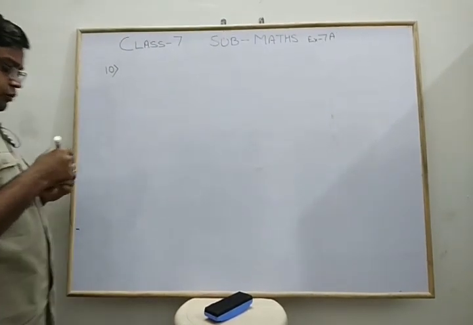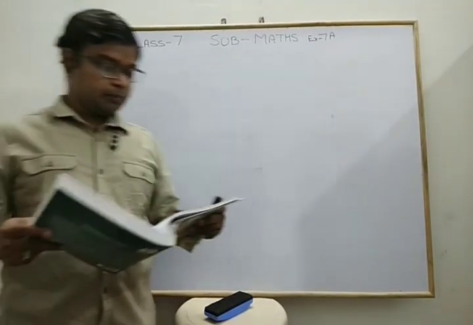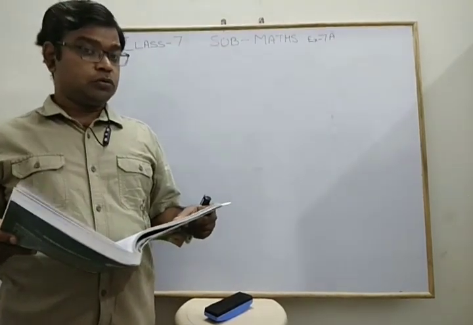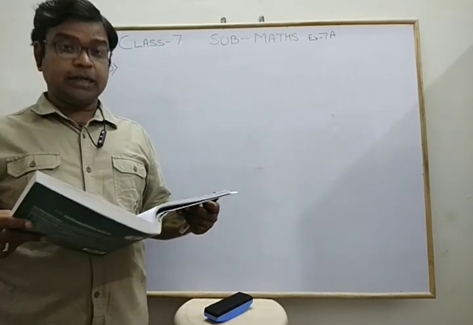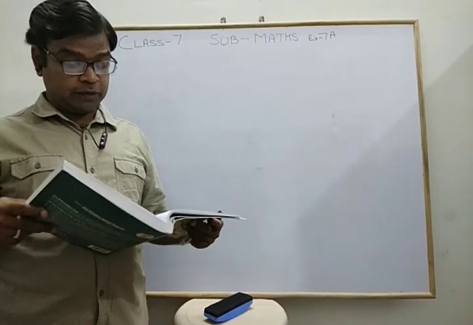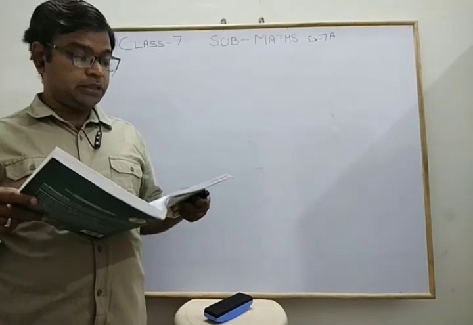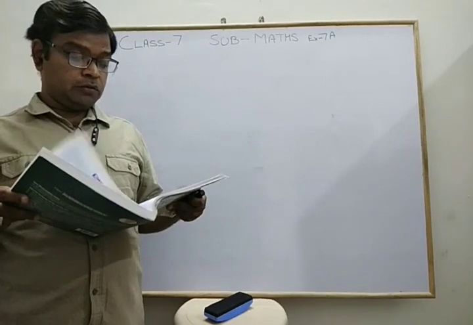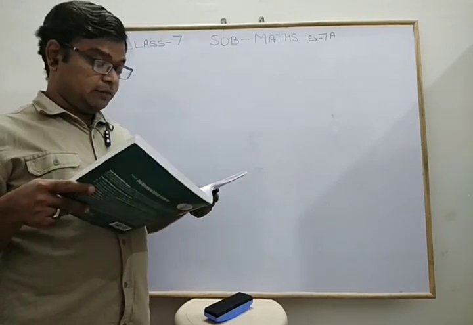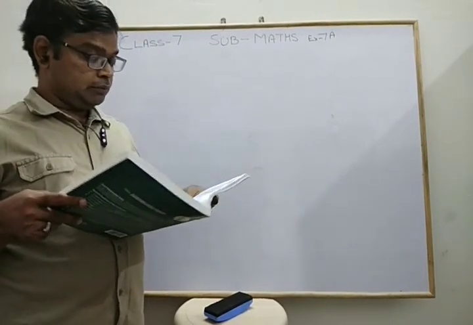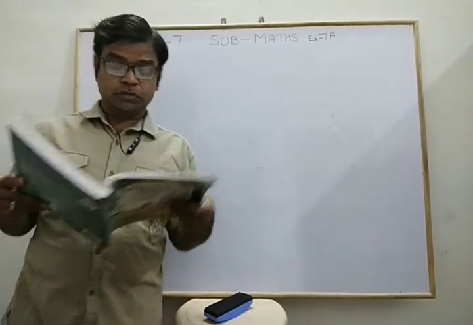I am going to first read the question, then discuss more. Question number 10 says: divide rupees 2060 between three people x, y, and z, such that x gets 3/5 of what y gets, and the ratio of share of y to z is 6:11. The question is a little bit complex, so we are going to solve this one.